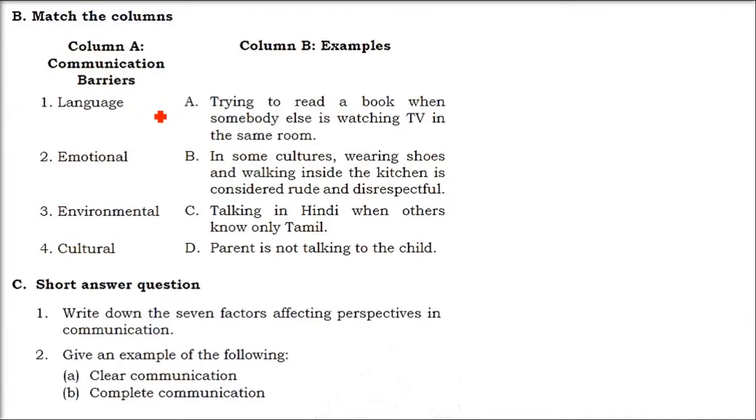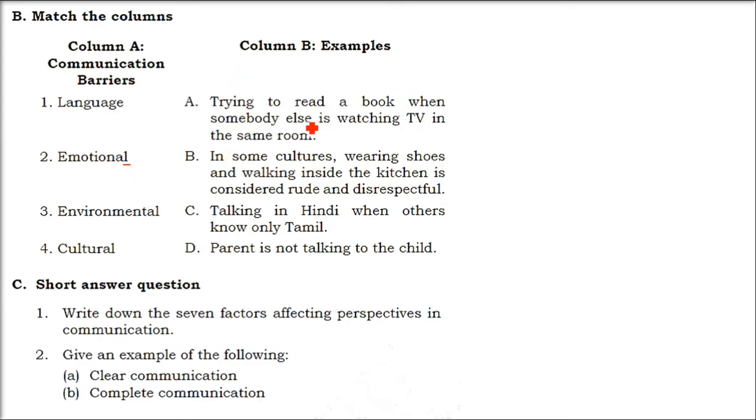Okay, let's match the following now. In this match the following, sometimes it's better to always choose one of them where you are very clear. For example, the third one. We know that environmental or cultural or emotional, any one you can take. You can match it very well. For example, a parent is not talking to the child. We see that emotions are involved. So we are very sure that 2 will match to D.